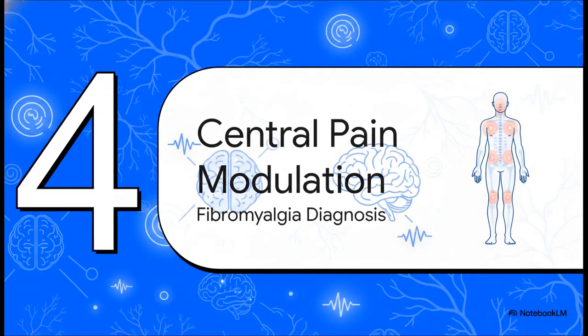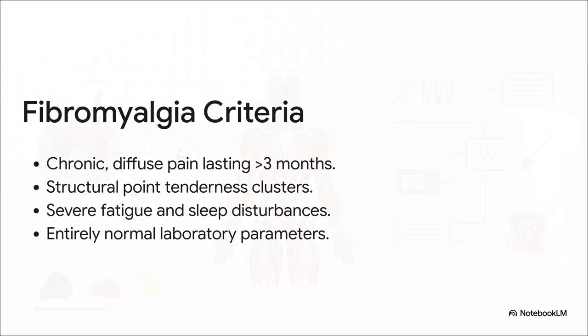Section 4. Central pain modulation. Let's lock down fibromyalgia. This is strictly a widespread soft tissue pain disorder, a central processing defect. You're looking for chronic, diffuse musculoskeletal pain lasting over 3 months, structural point tenderness clusters, sleep disturbances, and severe fatigue. But crucially, you will see entirely normal inflammatory and muscle enzyme laboratories.